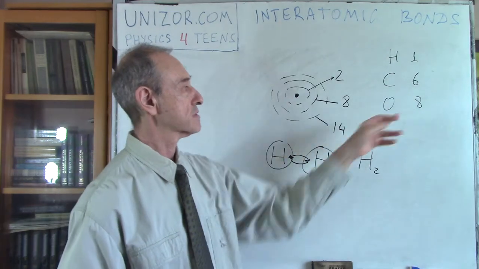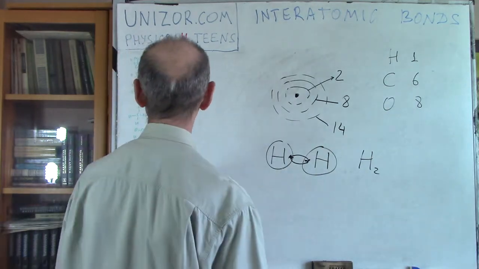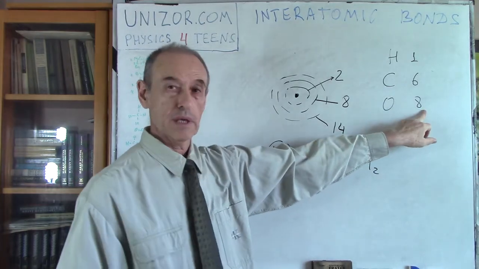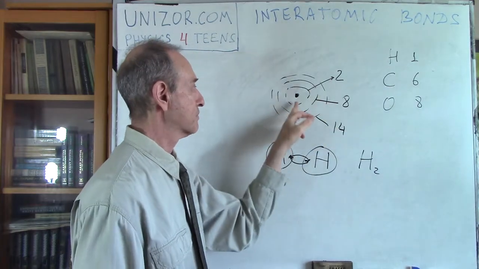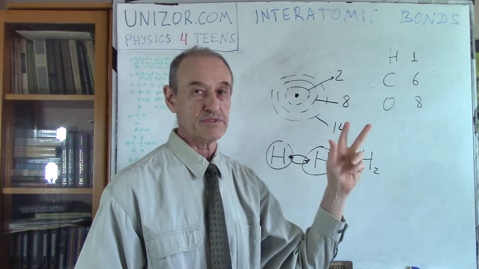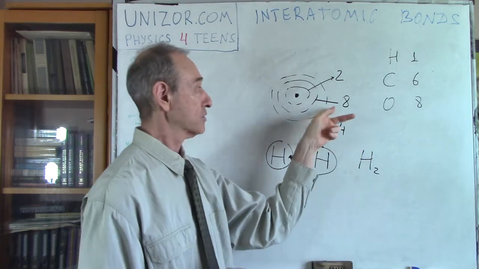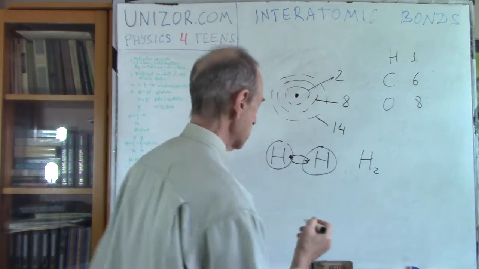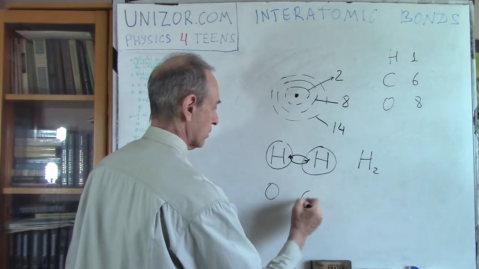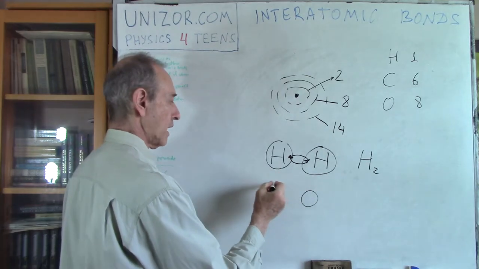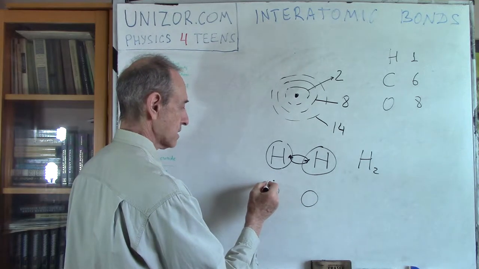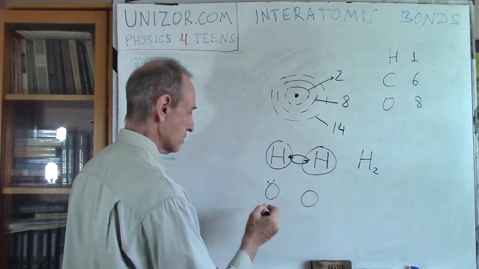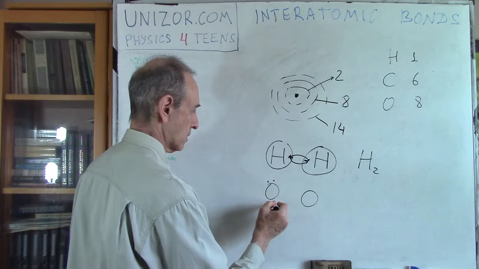Now, what happens with oxygen, by the way? With oxygen, we have 8 electrons, 2 filling up the inner structure, and we have 6 on the second one out of 8. So we have 2 spaces not filled up. So what happens is, if you have this electron and this electron, now you have 6 electrons on the outer orbit.